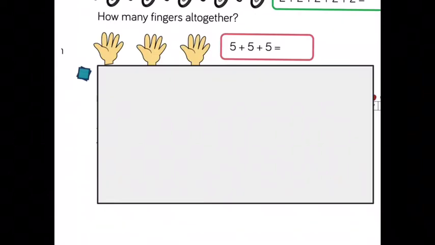Our second example is using hands. How many fingers on each hand? Well, there are 5 fingers on each hand. We have 3 hands. 5 plus 5 plus 5 is 15.